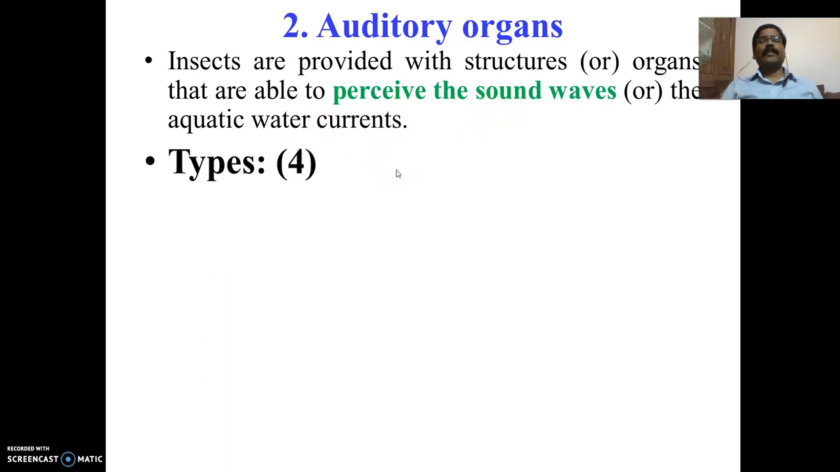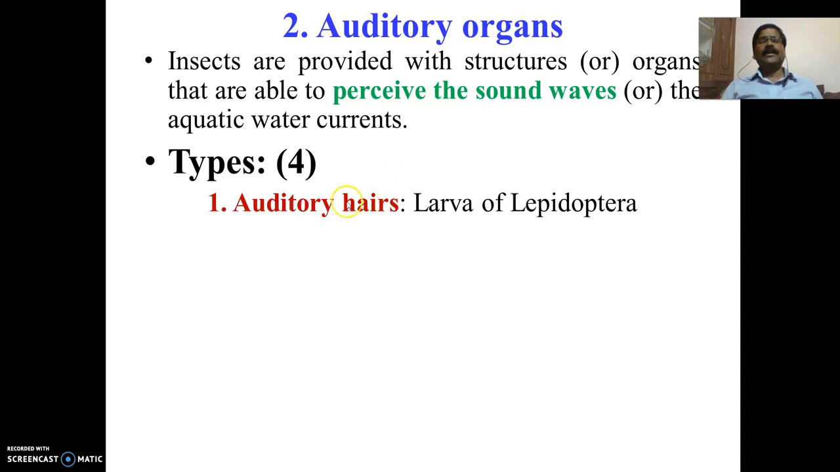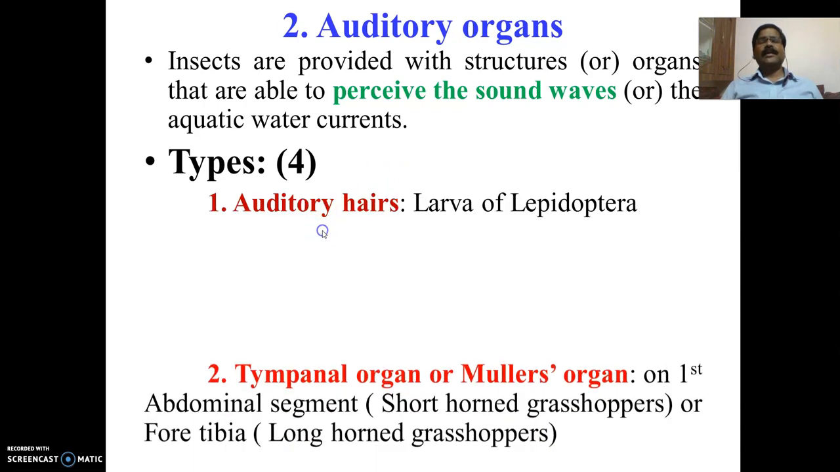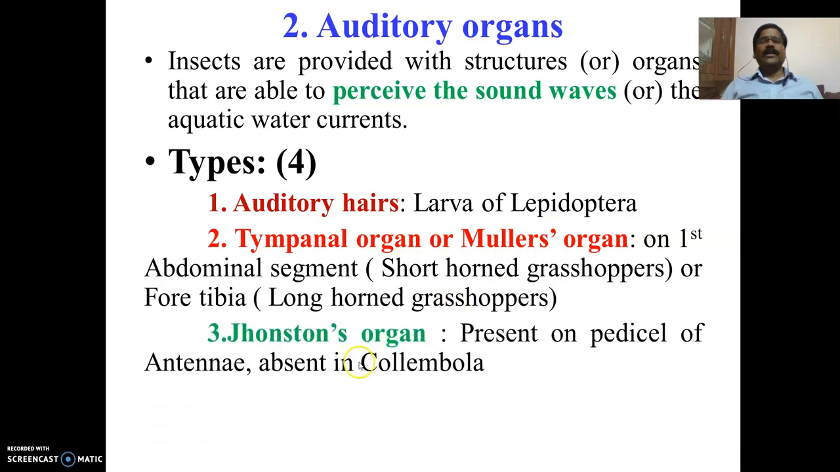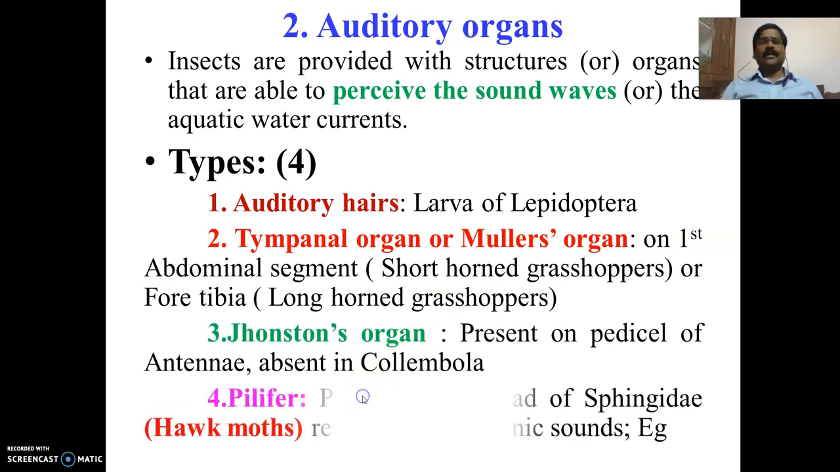Okay. There are four types of auditory organs present in insects. First one is auditory hairs. Second one is a very important auditory organ, tympanal organs or Muller's organs. Third one is Johnston's organ, and fourth one is pilifer. Okay. Now one by one we will see.